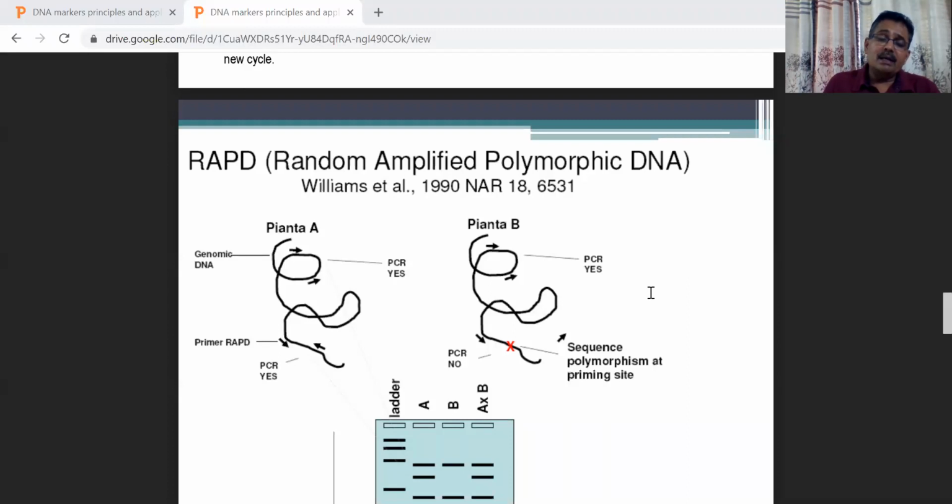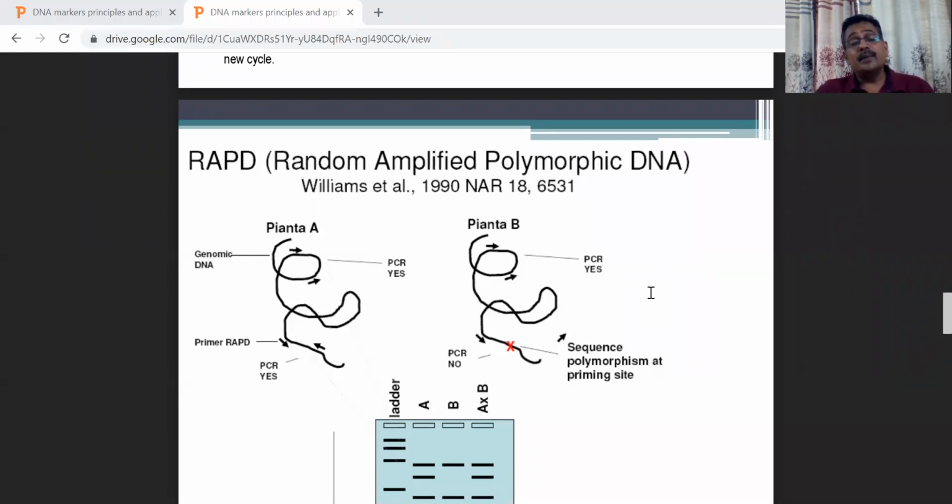For RAPD markers, you take any random sequence and synthesize a primer. In this case, a 10-mer or 15-mer primer, made only of random nucleotides. So the primer will be random. That's why they made Operon primers. They ordered the random primers, made some arrangements, made Operon primers, and started using them.